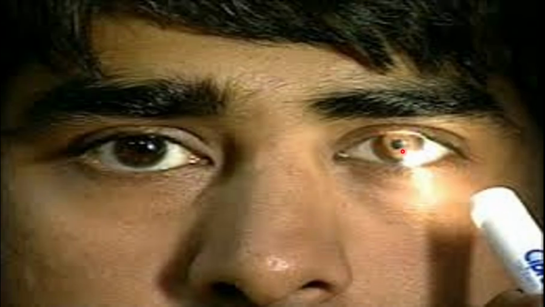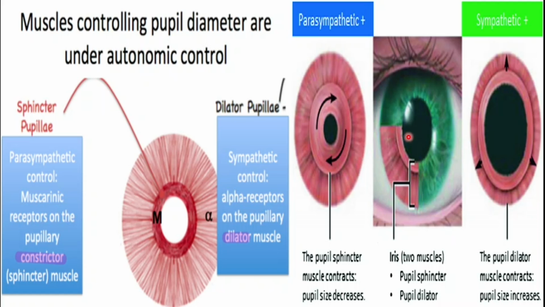So it means that the pupil is regulating the entry of light by some muscles. By muscle contraction or relaxation, the pupil is regulating its size. So how the pupil is controlling the entry of light inside the eye, we will try to understand.